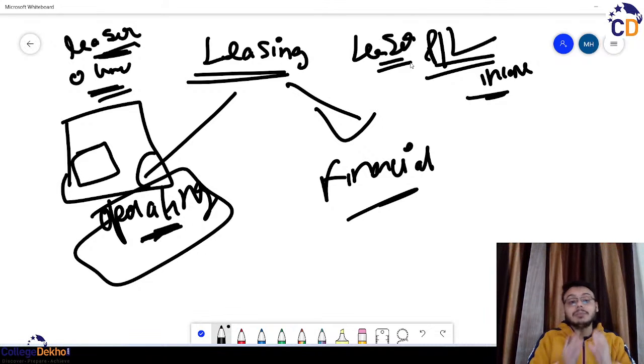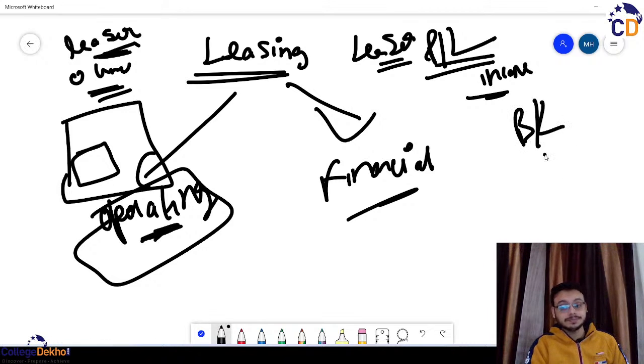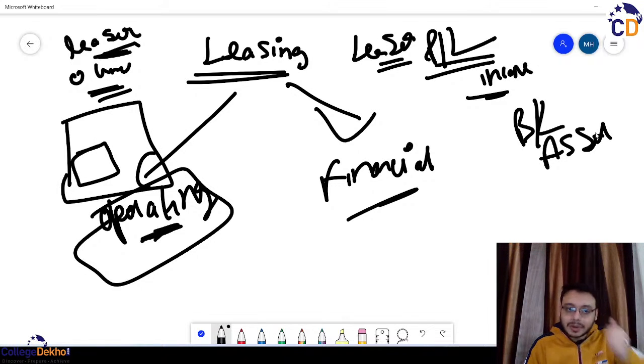Also, since the property belongs to that person only, that is, the lessor is having the property, what will happen in this case? The asset would be in the books of accounts of the owner only, right? In the balance sheet, the asset, whatever property, plant or machinery it is, because property can be taken on lease or plant or machinery also can be taken on lease. So since the ownership belongs to the lessor who is giving you that asset to use for a subsequent period of time, the asset would remain on the balance sheet of the owner only.